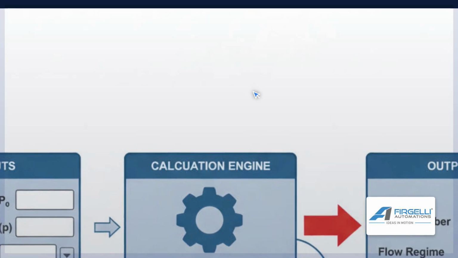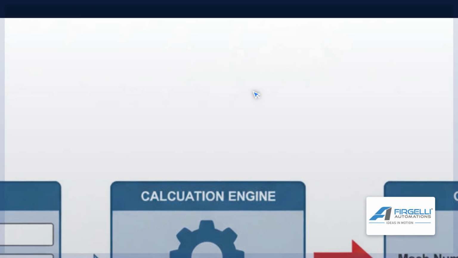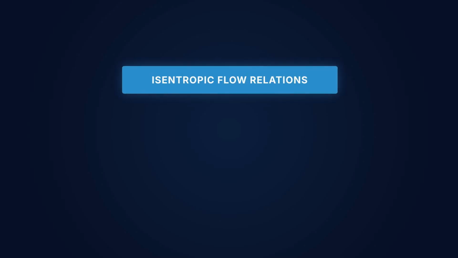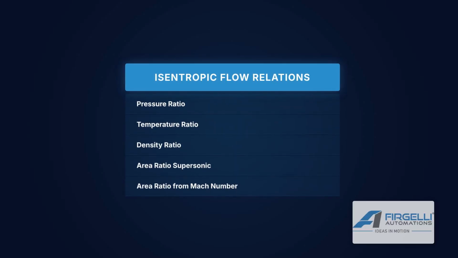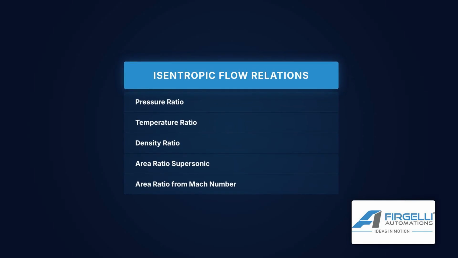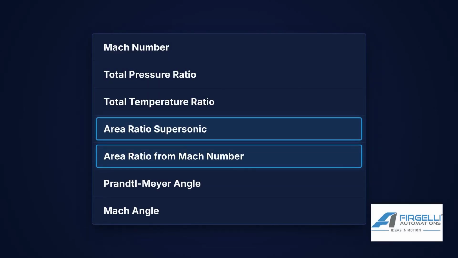First, we have a drop-down for calculation mode with 6 options. Calculate flow properties from Mach number. Calculate Mach from pressure ratio. Calculate Mach from temperature ratio. Calculate Mach from density ratio. Calculate Mach from area ratio supersonic. And calculate area ratio from Mach number.